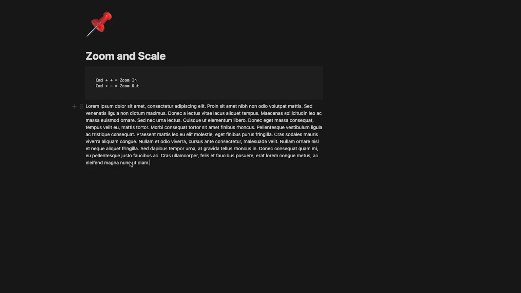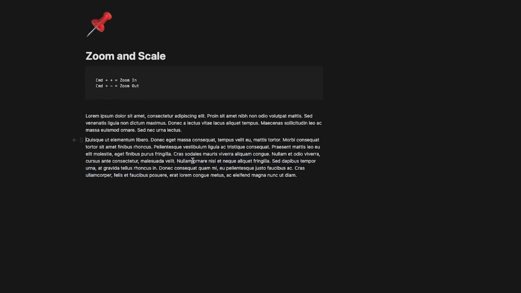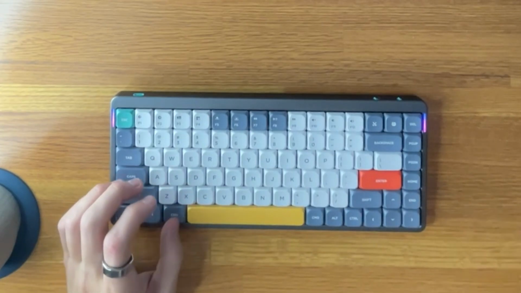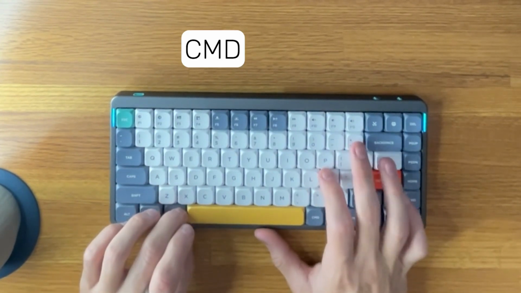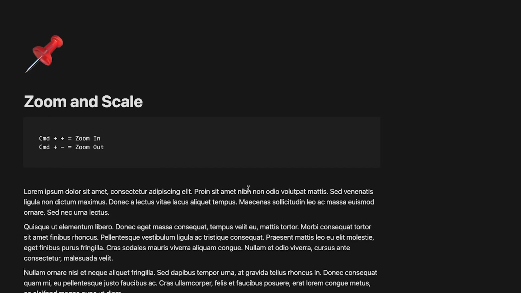Next, I'm going to show you how to zoom in and out using Notion. So I'm just going to paste some text into here. This is just some lorem ipsum. Let's say that we had a bunch of text in a Notion page and I just wanted to zoom in on that a little bit. If I wanted to zoom in, I would just hit Command and the plus button, and that would zoom me in every time I tap plus.